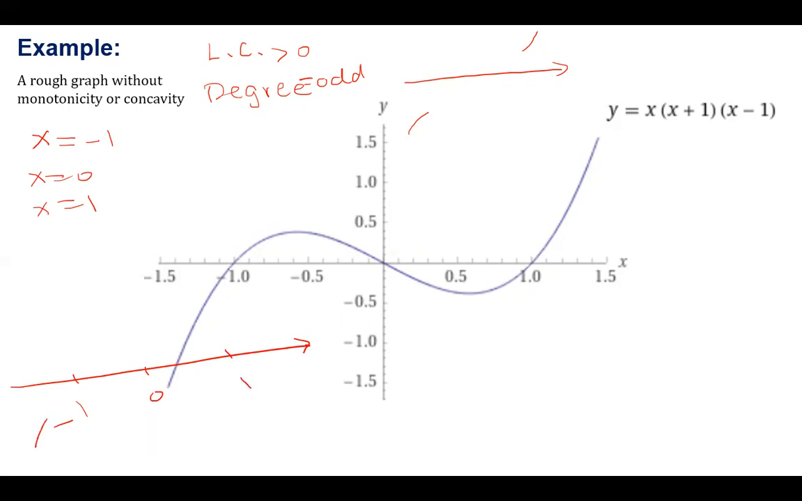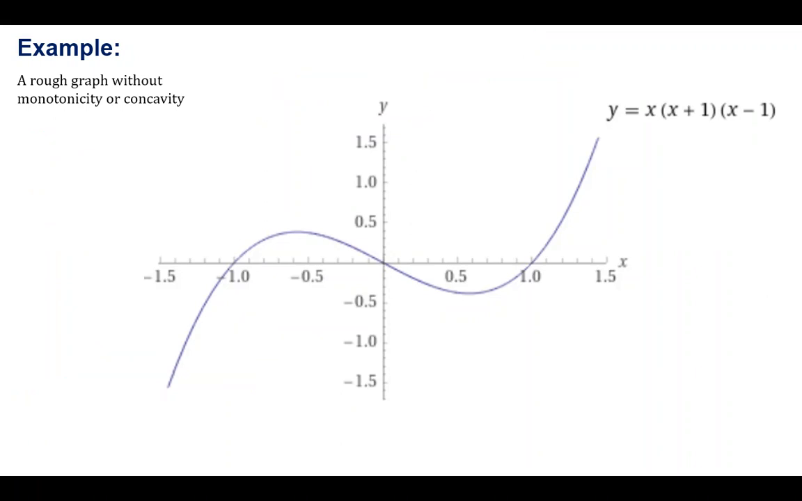And end behavior looks like this. So basically, the function's curve will cross each of the zeros like this, right? Therefore, we have a rough graph of the polynomial function without considering its monotonicity or concavity.